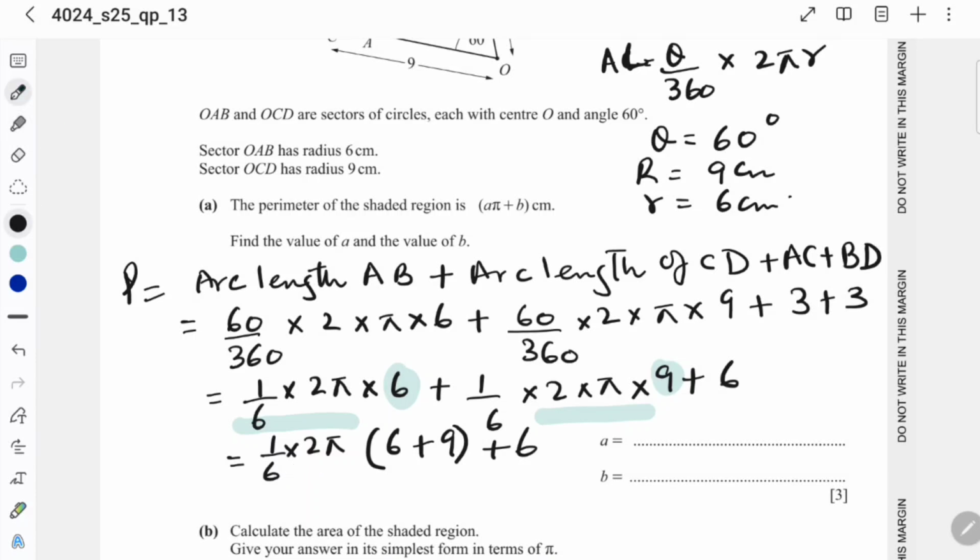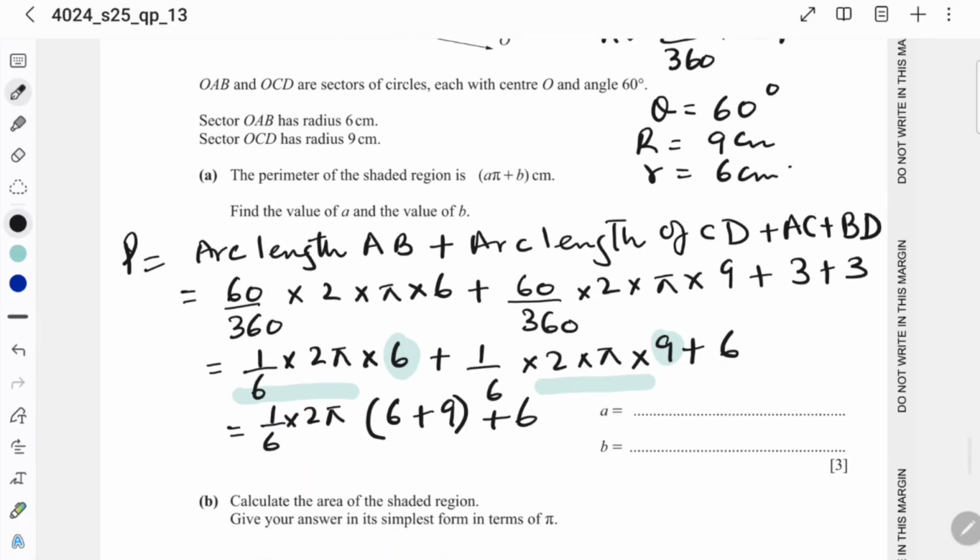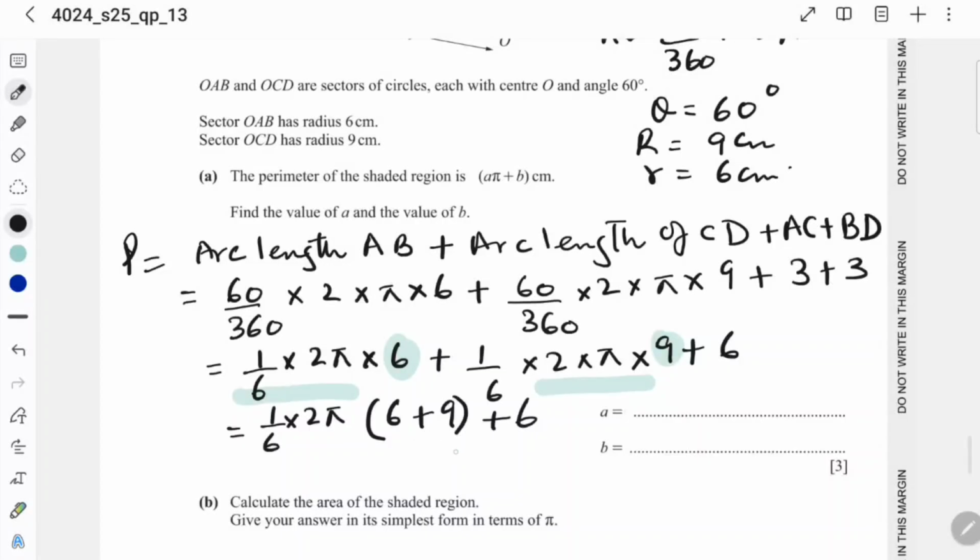Now 6 and 9 together are 15. 2 times 3 is 6. So that is 1 upon 3 pi into 15 and plus 6. 3 times 5 is 15. So that is equal to 5 pi plus 6. All right, that is the answer.